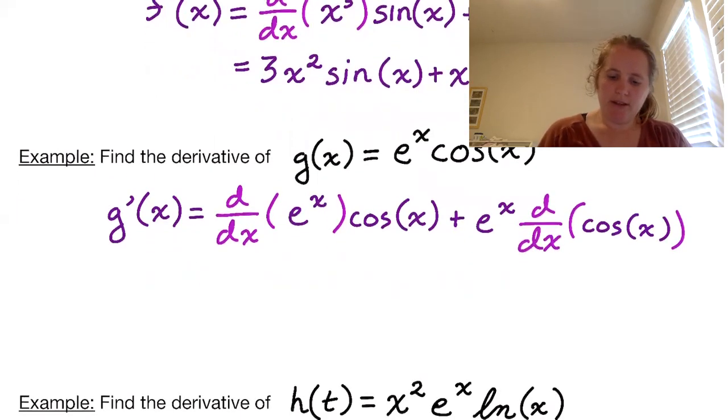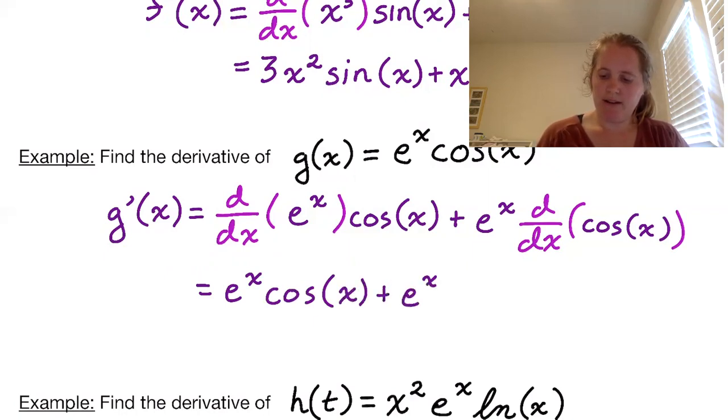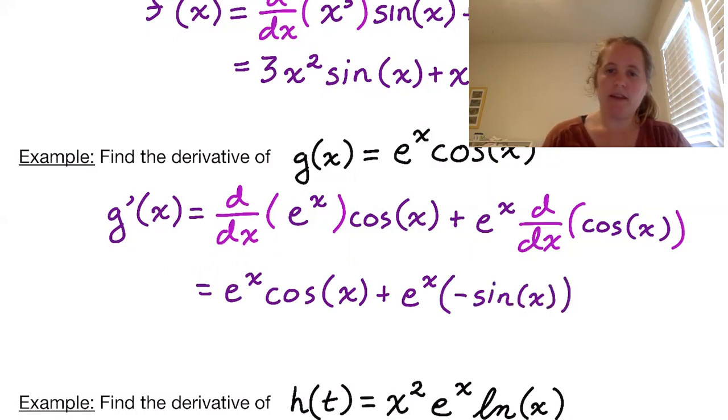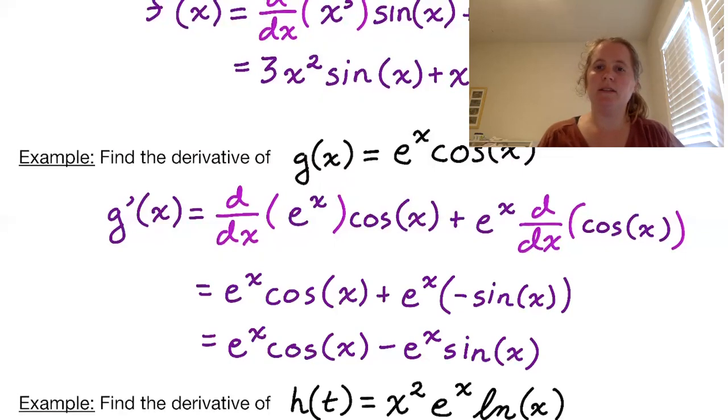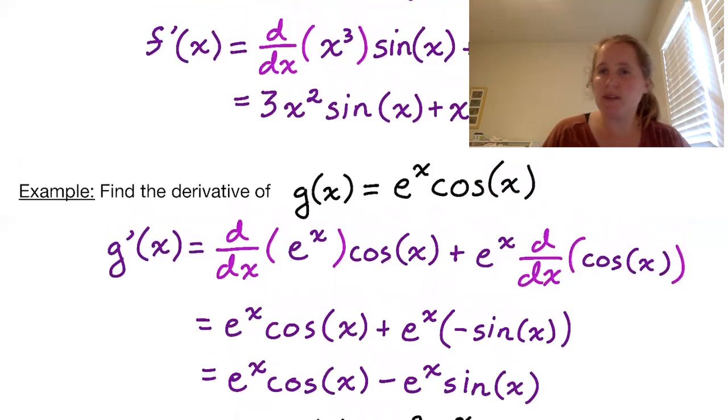So the derivative of e to the x, we know is simply e to the x. And we have e to the x times cosine of x plus, now we have e to the x times the derivative of cosine of x, which wound up being negative sine of x. And then if we do a little quick simplification, this becomes e to the x cosine of x minus e to the x sine of x. So the derivative of e to the x cosine of x is e to the x cosine x minus e to the x sine of x.